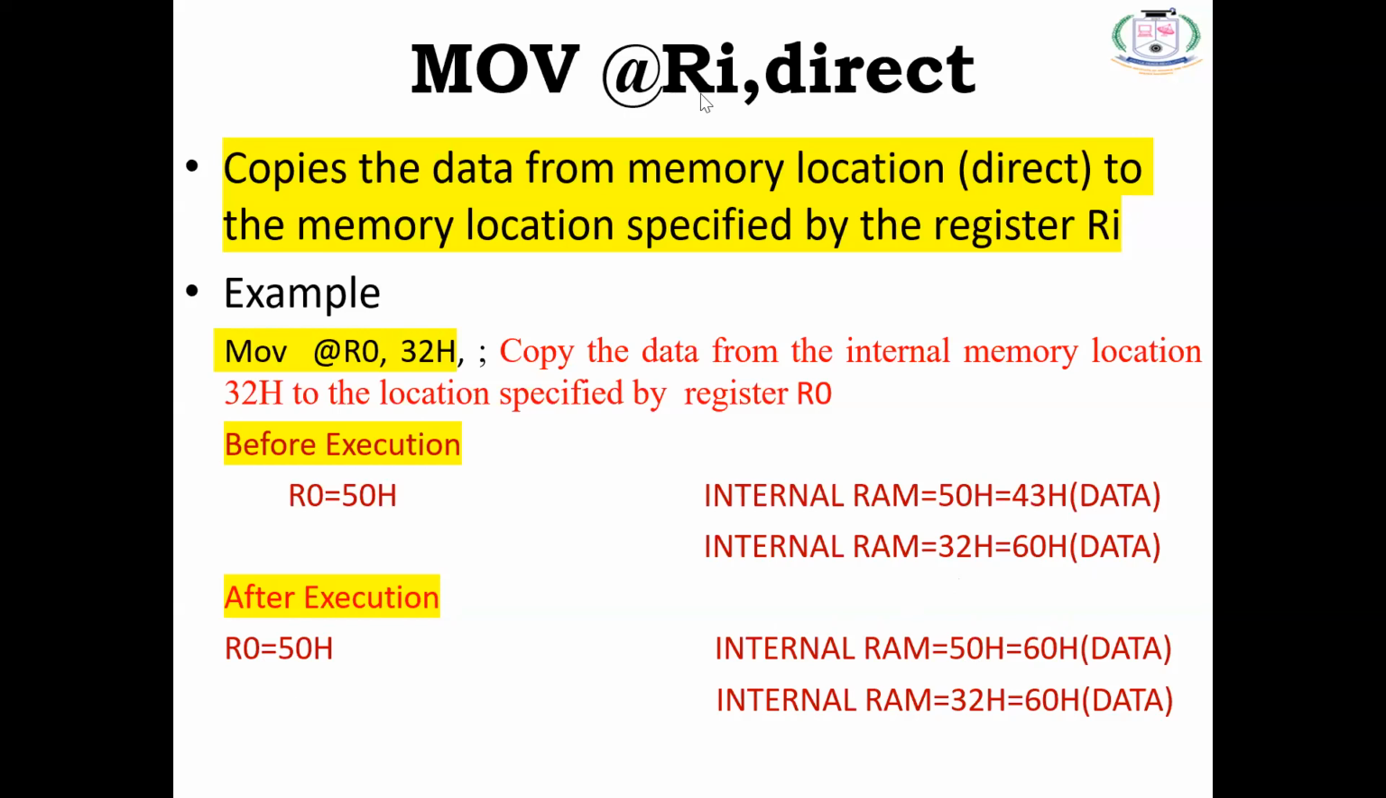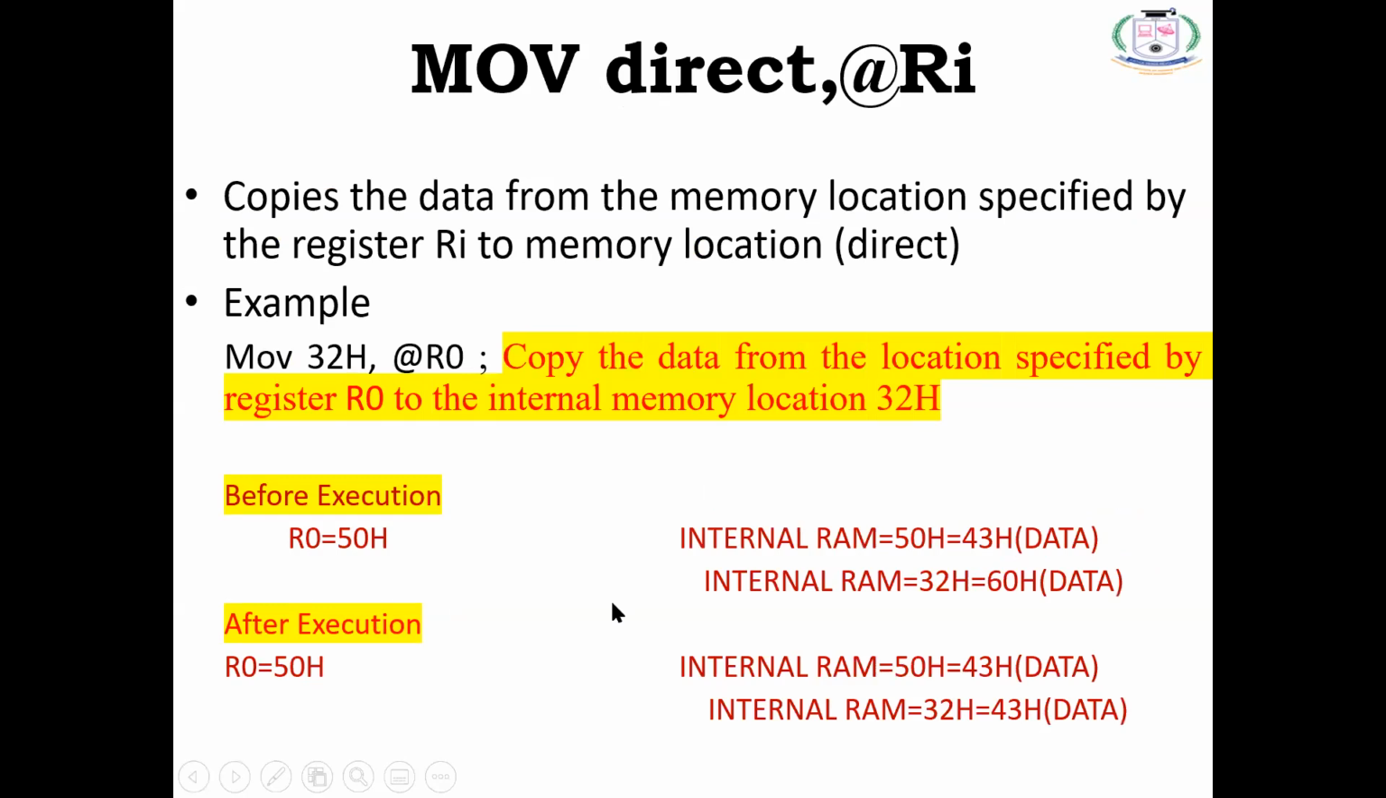So MOV @Ri, direct means at the 50th memory location, the data will move from 32H to @50. At 50 will have what? 60. So the 32H data is 60. At 50, @R0 means what? At 50. The 32H value data is moved here. So that is 60H. Okay. So this is also indirect addressing mode. So same process. MOV @Ri, direct. All are the same. Same thing I have explained there. That is similar only.